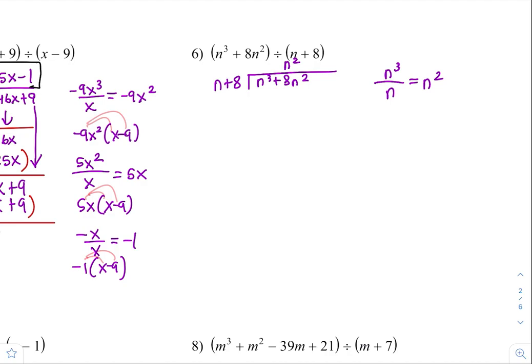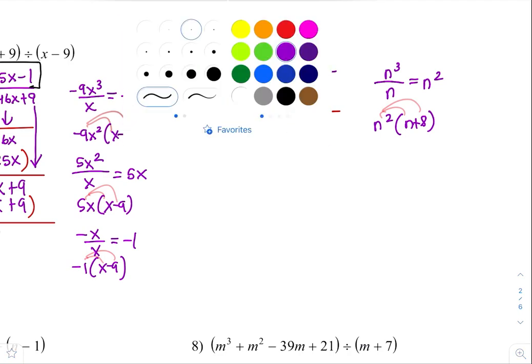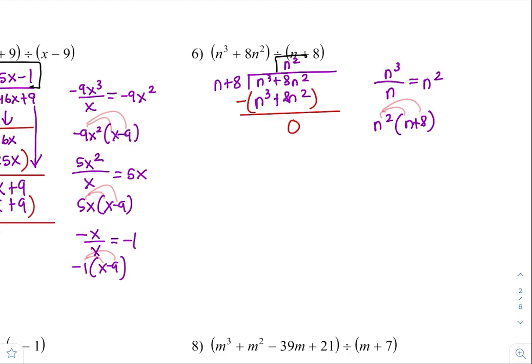So now we distribute n to the second times the polynomial on the outside, which is n plus 8. N to the second times n is n to the third. N to the second times 8 is 8n squared. Subtract. And this is perfect, because n to the third minus n to the third is 0. 8n squared minus 8n squared is 0. So what's our answer? Because there's nothing else to drop, right? Just n squared.